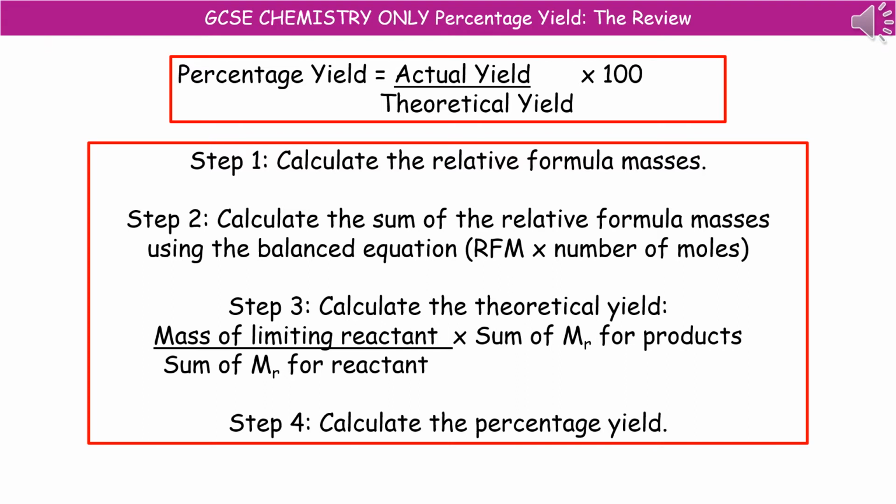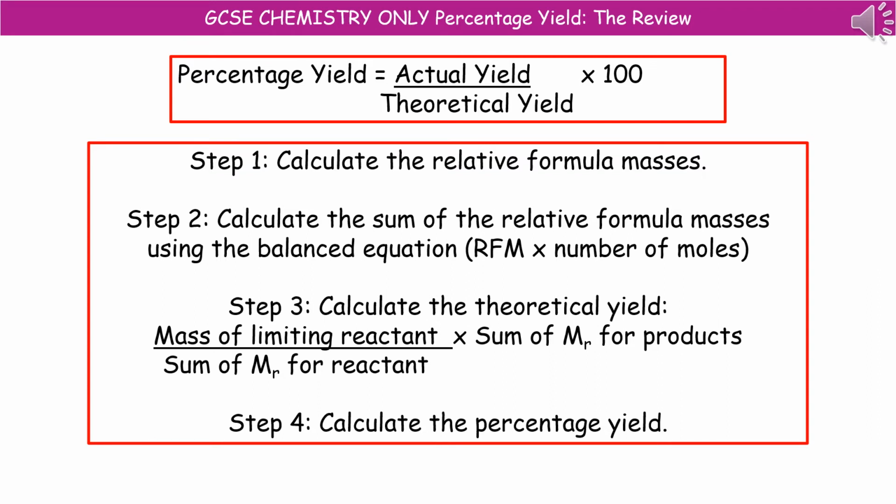So the first thing we need to do is calculate the relative formula masses. Then we calculate the sum of the relative formula masses using the balanced equation, so your relative formula mass times the number of moles. Then we calculate the theoretical yield using the little equation here, mass of limiting reactant divided by the sum of the relative formula masses for the reactant times the sum of the relative formula masses for all products.